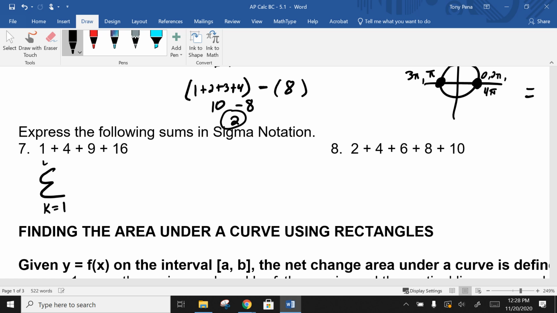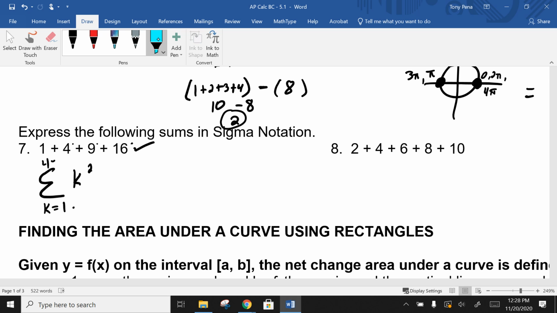Good. So we had 4 terms here. So we started at 1. Upper limit is a 4. That gives us our 4 terms. And then it's just 1 squared, 2 squared, 3 squared, and 4 squared. So we just took k and squared it.